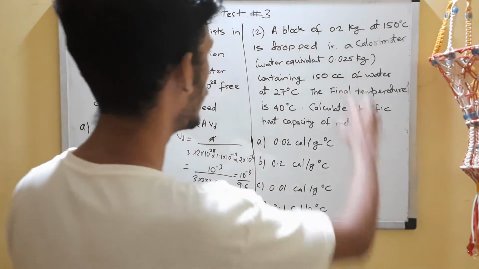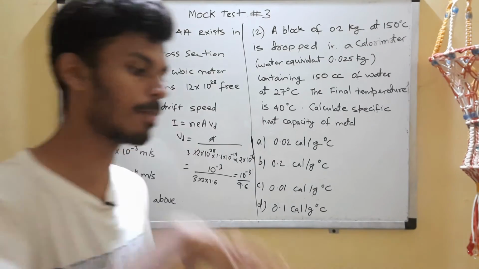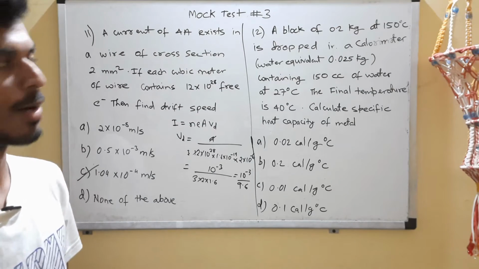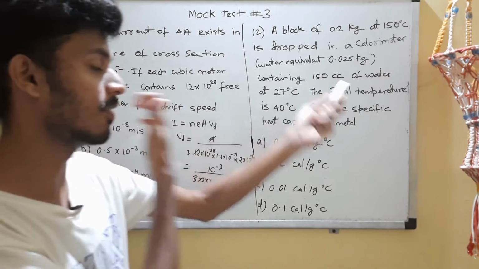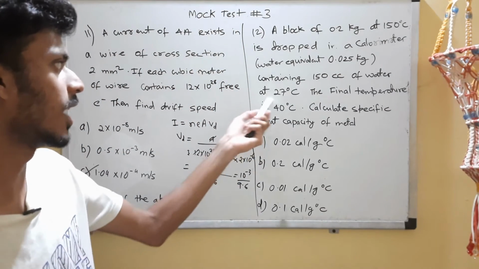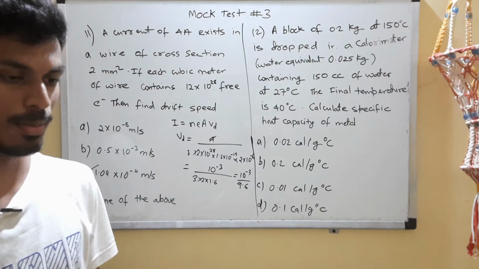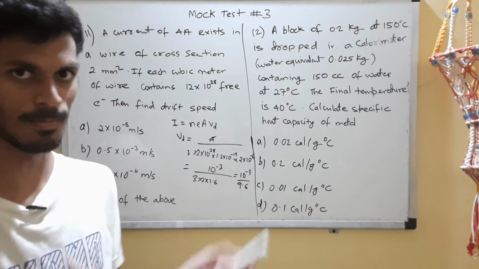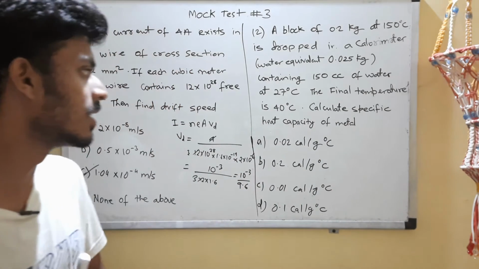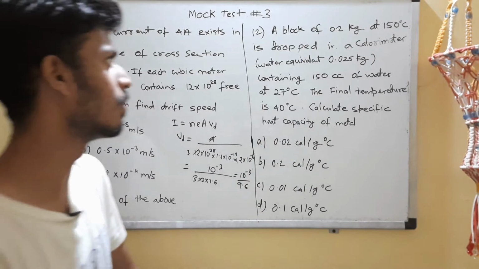Now we have a block of this much mass at a temperature of 150 degrees Celsius. You are going to drop it in a calorimeter. It has a water equivalent of this, so that basically helps in absorbing the heat, and it also contains some water, 150 cc, which is cubic centimeter. So that much amount of water at 27 degrees Celsius. You are told that the final temperature of the system, the block and the water, gains a temperature of 40 degrees Celsius. You are supposed to tell what is the specific heat capacity of the metal block over here.